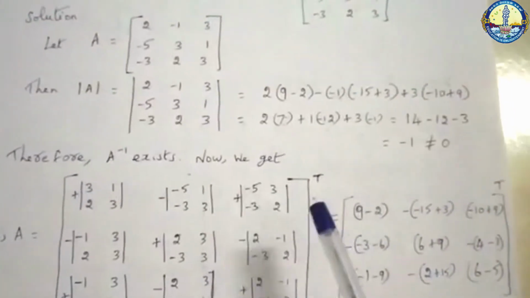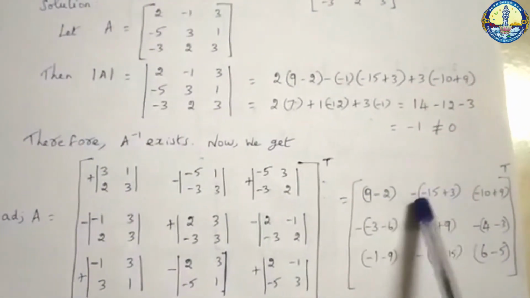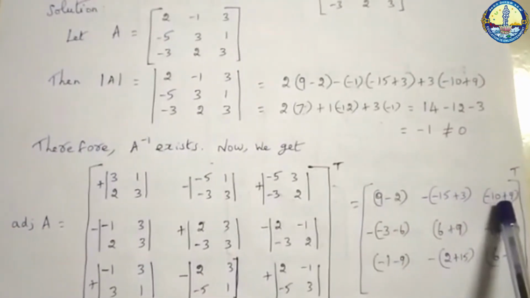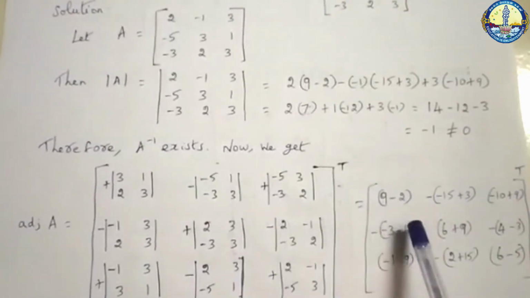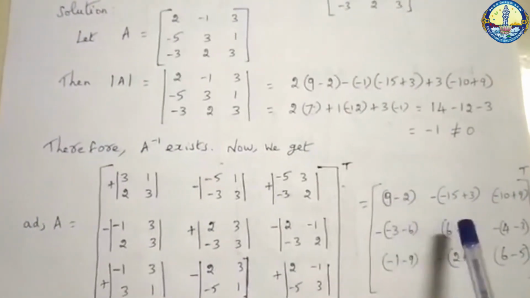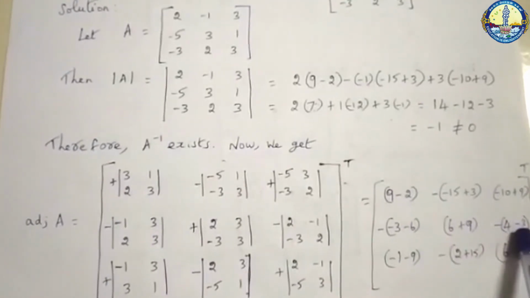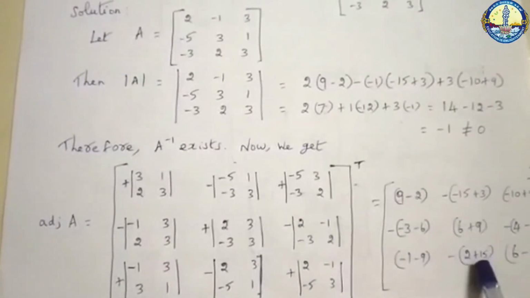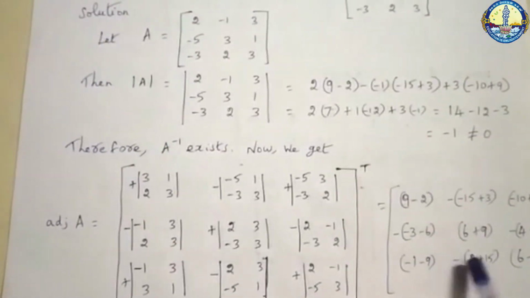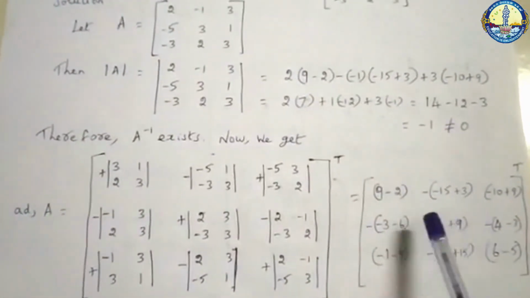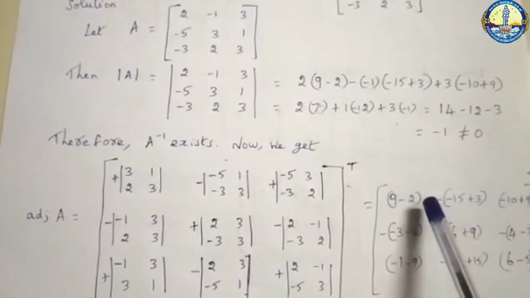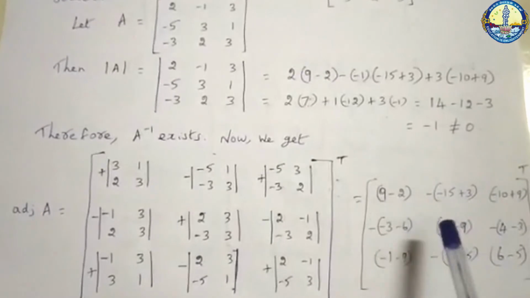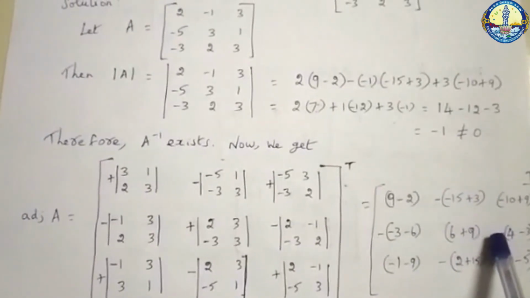Transpose. So 9 minus 2 is 7, minus 15 plus 3 is minus 12. Already minus is there, so minus times minus 12 is plus 12. Minus 10 plus 9 is minus 1, minus 3, minus 6, minus 9 plus 9 will come. 6 plus 9 is 15. 4 minus 3 is 1. Minus 1, minus 9 is minus 10. 2 plus 15 is 17, minus 17. 6 minus 5 is 1. We have to listen carefully to the bracket and where we put the sign. If the position is changed, everything will collapse, so listen carefully to the sign before the bracket and after the bracket.